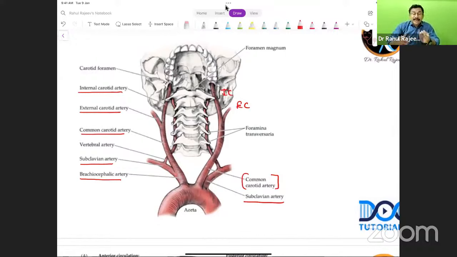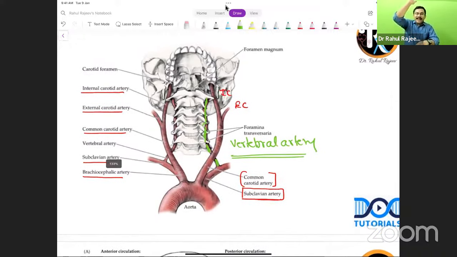It is the internal carotid artery. Is the entire brain supplied by the branches of the internal carotid artery? No, because you see here the subclavian artery. From the subclavian artery, let me highlight in green, there is another blood vessel that will go up through the foramen transversarium. What is it called? Vertebral artery. So the vertebral artery is also very, very important.